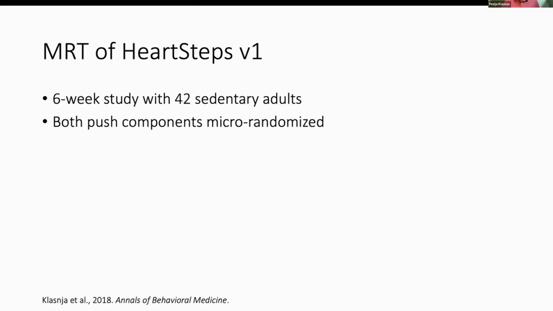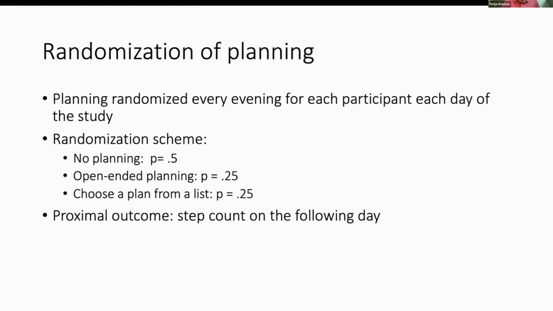So what we ended up doing is we micro-randomized planning in addition to those activity suggestions in the 6-week study of HeartSteps. And the way that planning was randomized is that half of the time, so every second night on average, people would not be asked to plan. And other times they would be asked to plan with 25% probability, to either write a new plan in a text box or choose a plan from a list, right? And the proximal outcome in this case was the step count on the following day, right?